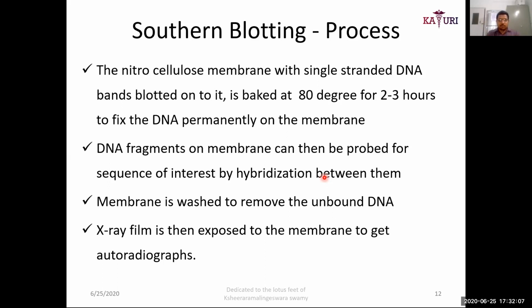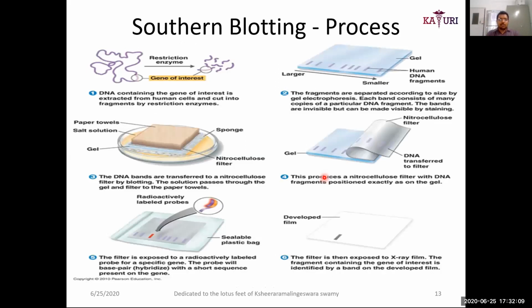This is the process of Southern blotting, and here you see the picture of it. First, initially, you have a DNA of interest. On this, you want the gene of interest, which is the gene you want to identify, and we are assuming it is there in this.